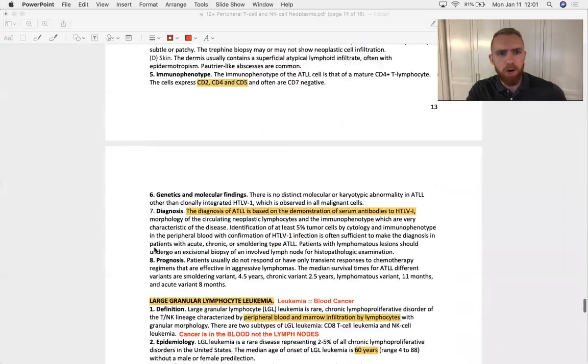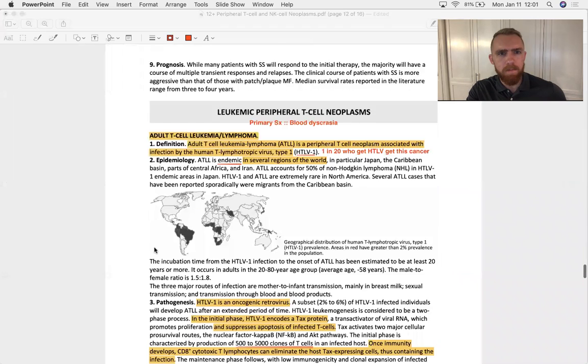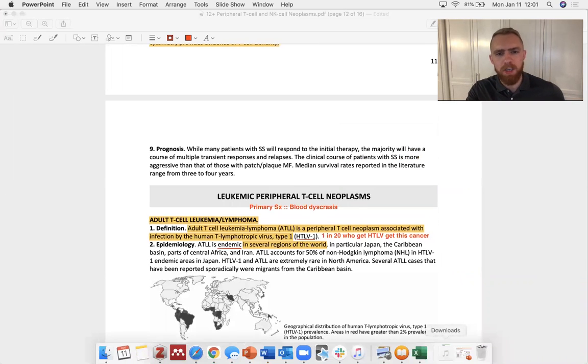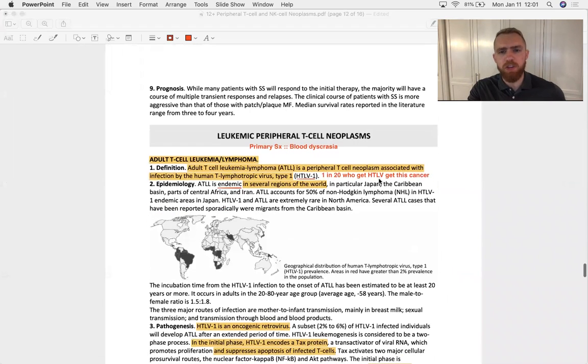which stands for adult T-cell leukemia and lymphoma. So this one's associated with HTLV, human T lymphotropic virus, and there's a very strong association between that virus and this adult T-cell leukemia lymphoma. In fact, 1 out of 20 people who get that virus get this cancer.